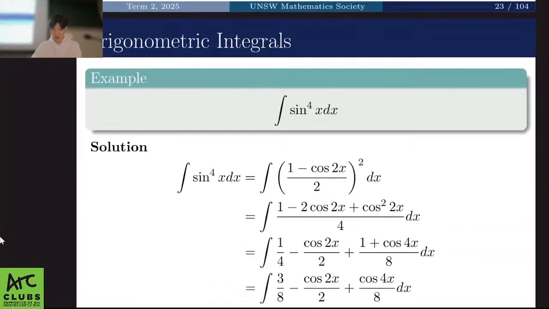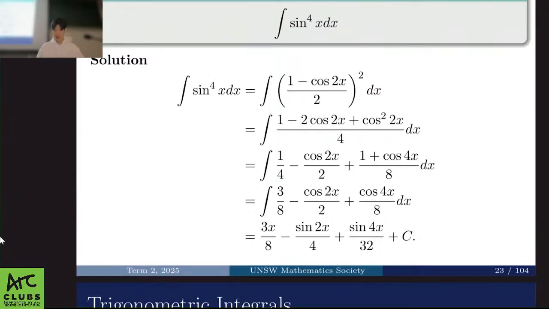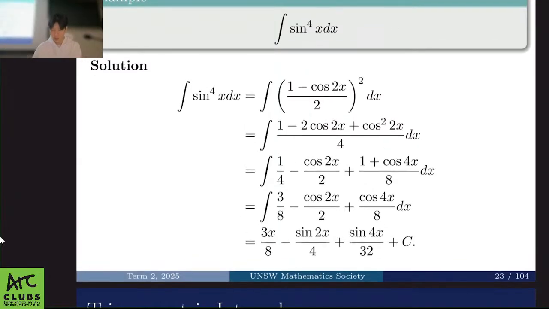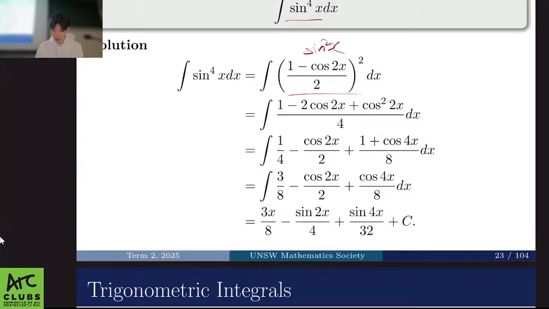Now expanding that all out, this is our final answer. So we see we changed the sine squared into 1 minus cos 2x on 2. We expanded it, and then we changed the cos squared 2x into this here, into something we can integrate.